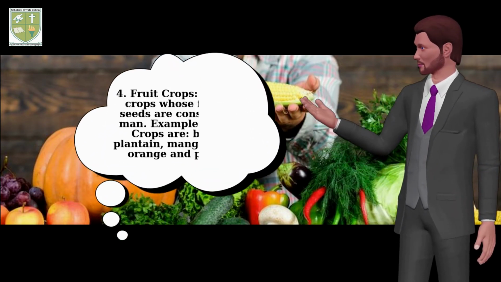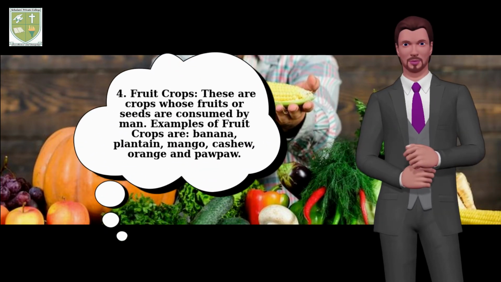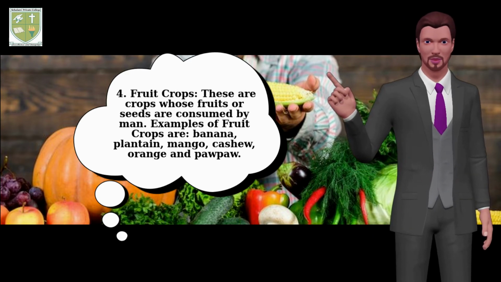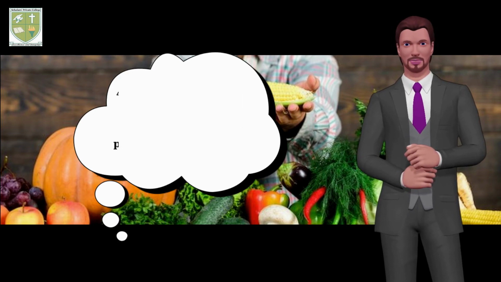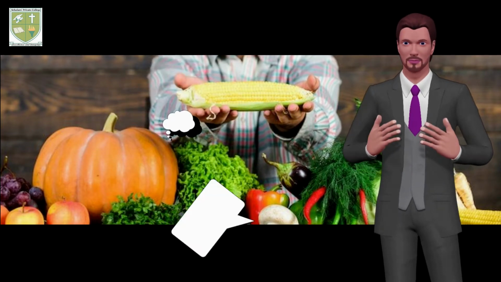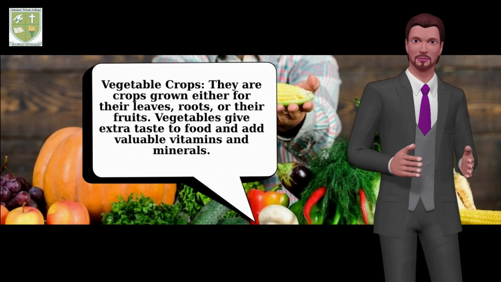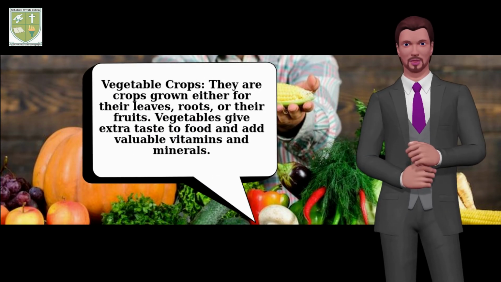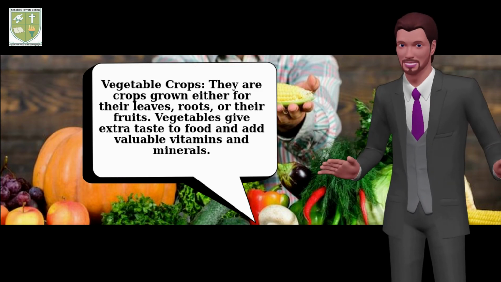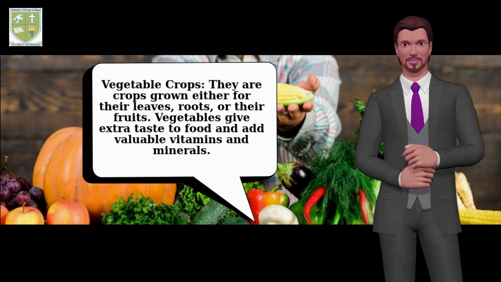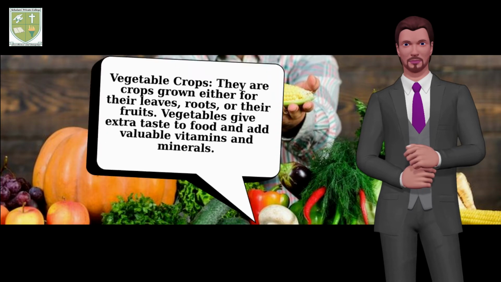4. Fruit crops. These are crops whose fruits or seeds are consumed by man. Examples of fruit crops are banana, plantain, mango, cashew, orange and pawpaw. 5. Vegetable crops. These are crops grown either for their leaves, roots, or their fruits. Vegetables give extra taste to food and add valuable vitamins and minerals.